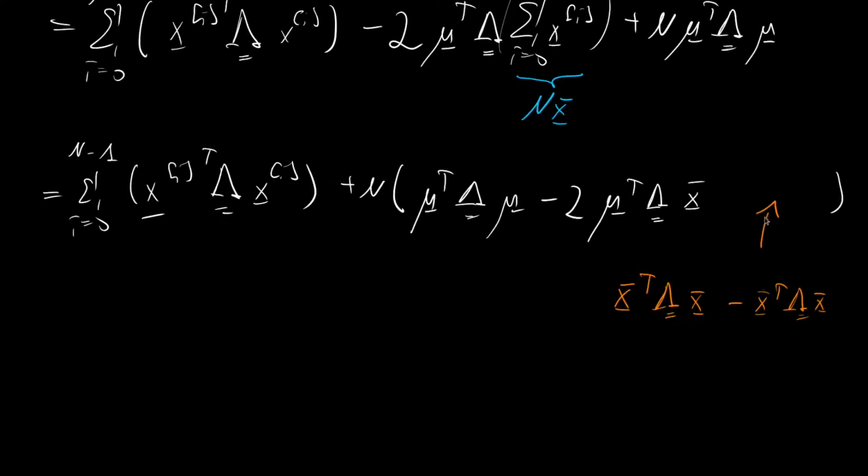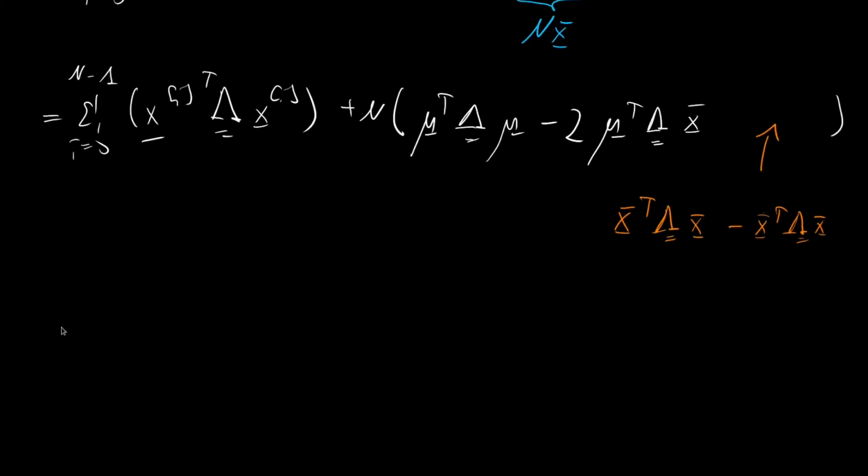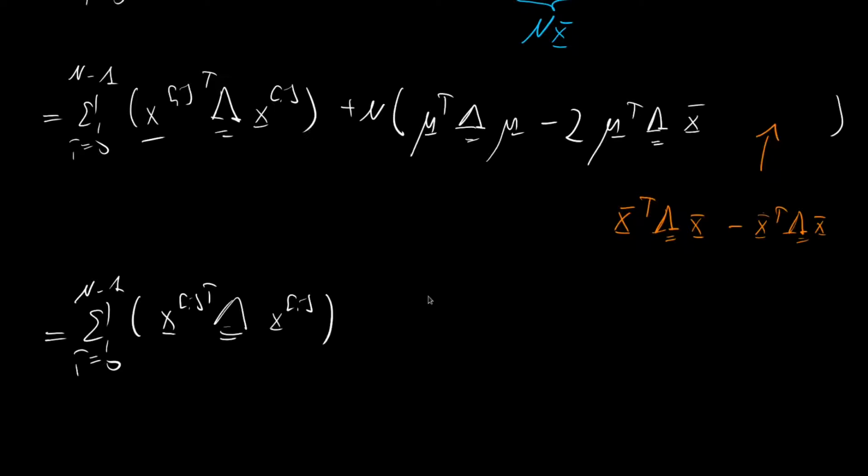And if we would plug this in, then we could complete the square for the first term, and we are left with N times this one. I hope this makes sense. It's similar to what we did also in the univariate case. So we have the summation from i=0 to N-1 over x_i transposed lambda x_i, and then minus N times x bar transpose lambda x bar vector.